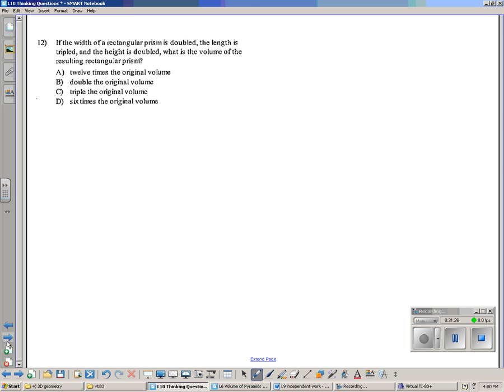Number 12, along the same lines. I'm not going to even draw this one out. I'm going to pick dimensions for the first rectangular prism. I'll make it 6, 4, and 10 again. New one. We're doubling the length, so it becomes a 12. We are tripling the width, becomes a 12 also. And we are doubling the height, so it becomes 20.